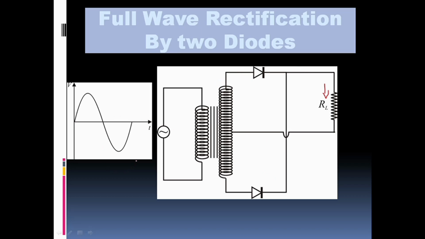Then during the second half cycle this side becomes positive and the current flows in this way, and this diode is forward biased, it conducts and flows like this and comes to here. Then this diode is reverse biased, therefore current continues in this direction and goes through RL, again entering the coil at the center. Now you can see during both half cycles there is a current through RL and the current flows in the same direction. Therefore full wave rectification has been performed, but only two diodes are used.